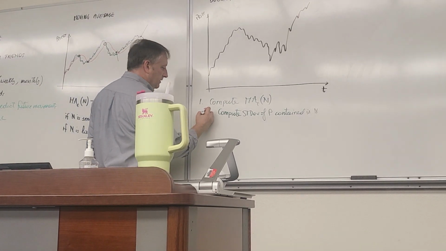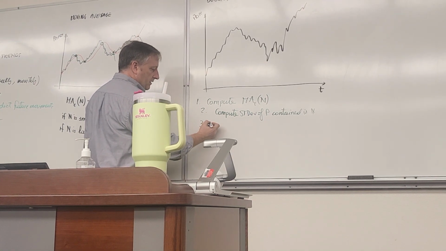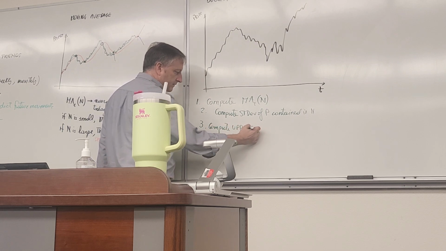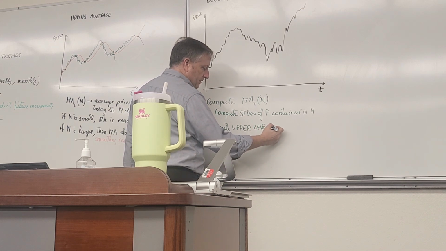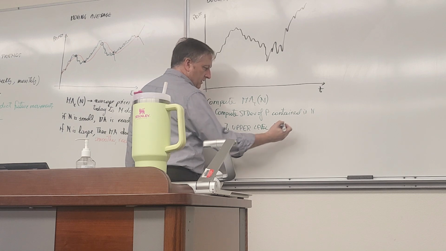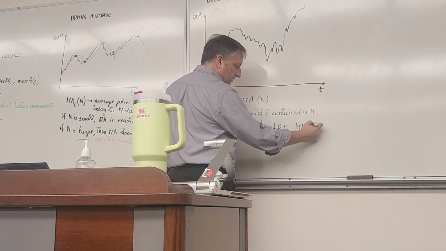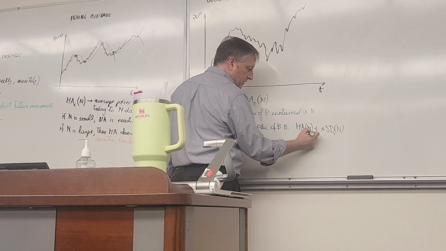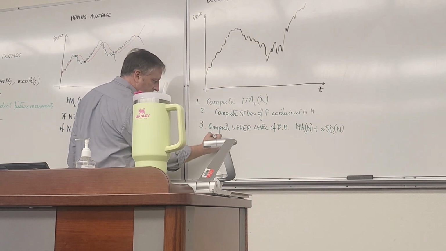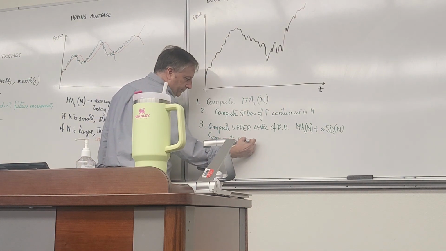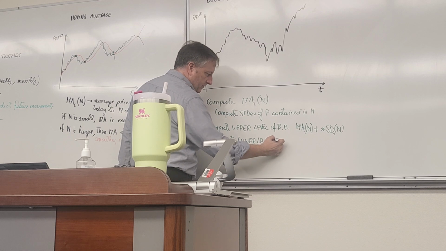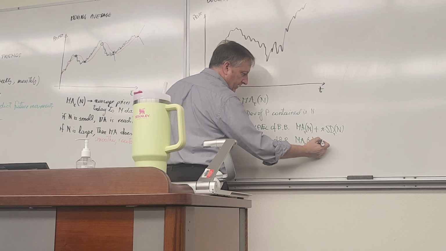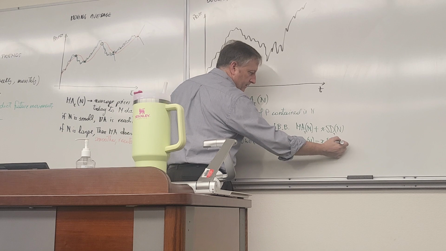So this is step 2. And then step 3, compute the upper level of the band by doing the moving average plus a number times the standard deviation of that, and then compute the lower level of the Bollinger Band by calculating the moving average minus the same number times the standard deviation of N.